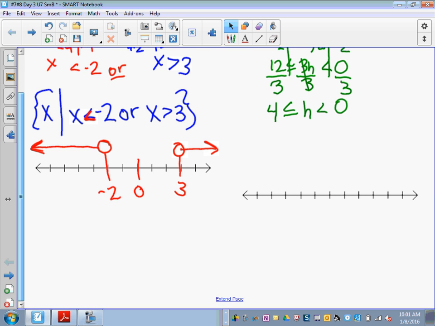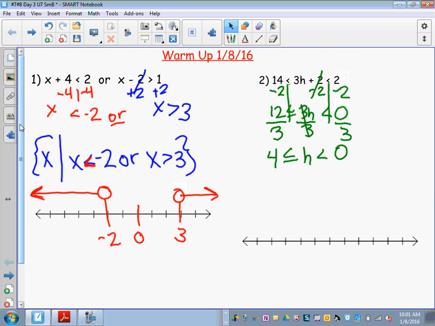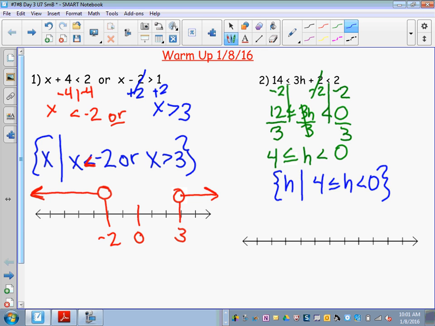And again, if it requires set builder notation, this is still the same type of idea. X such that, we just write our entire inequality. Oh, you're right. Trey caught a mistake I just made. We're using H, so we need to use H. Such that 4 is less than or equal to H, which is less than 0. Alright, so now let's graph this. Our 2 endpoints. We have 4 and we have 0.